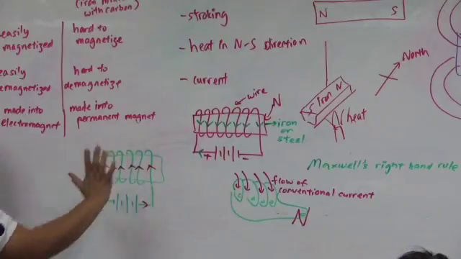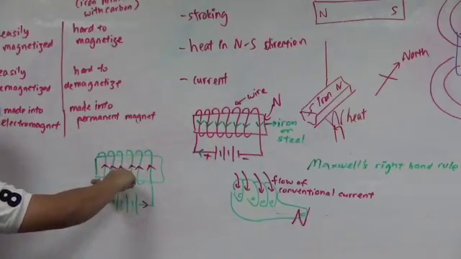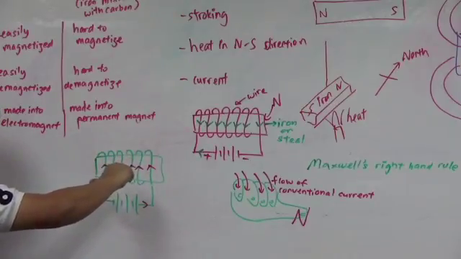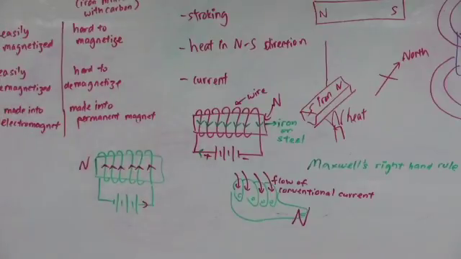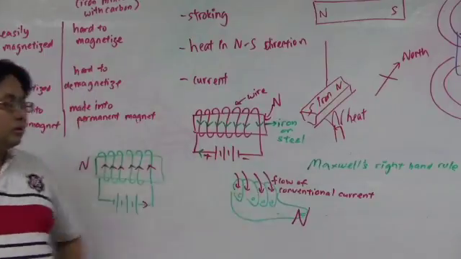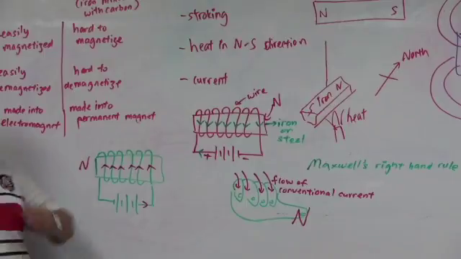Because it's going up, then you curl down to the back. So where's my thumb? Then this is the north. There's no way that you can become a south, because we follow this rule. If you are pointing to the south, it's actually the north.